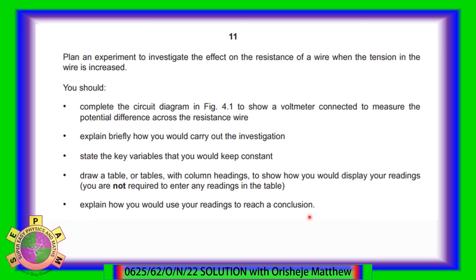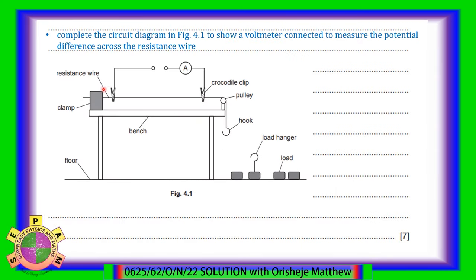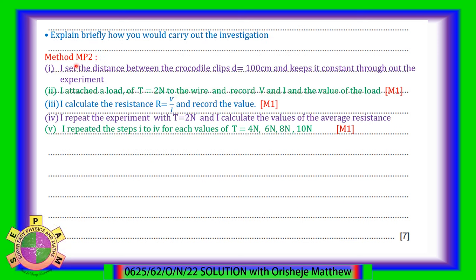So let's see how we can do that. Now, let's take the first major point: complete the circuit. Where will you put the voltmeter? You put the voltmeter across this point. So you draw that for you to record the voltmeter reading. For completing the circuit, you have your 1 mark. So let's go. Now, explain how you will carry out the investigation. So this is your procedure.